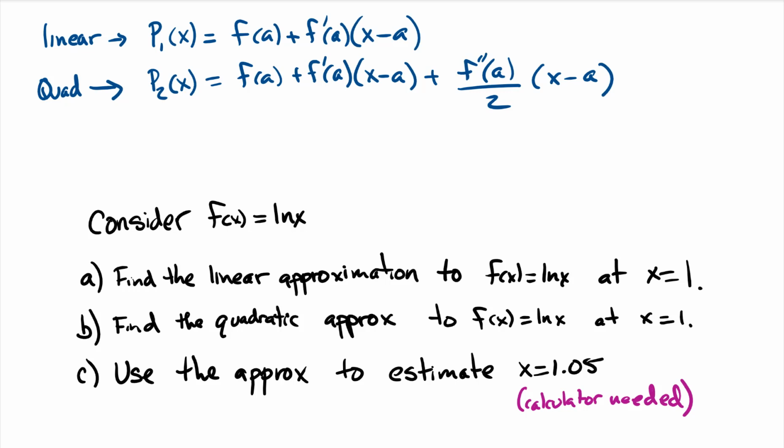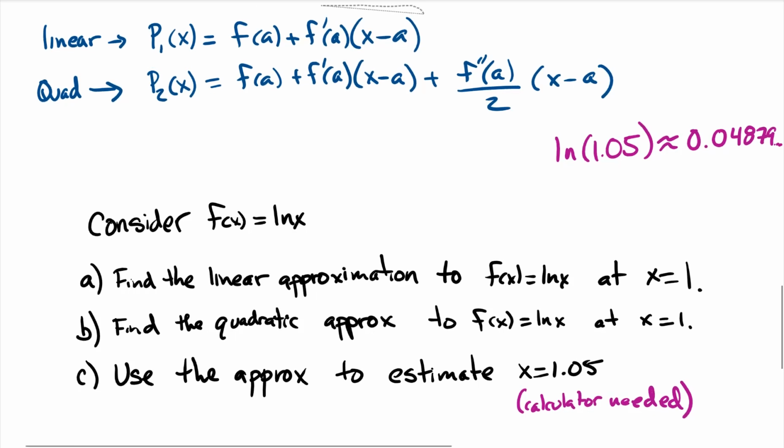So what we're really trying to do is approximate ln of 1.05. That's our game. And if you were to punch this into a calculator, that's why I wrote calculator needed, you get 0.04879... It keeps going. So we're trying to approximate that number by using a linear approximation and then using a quadratic. So let's just focus on the linear.